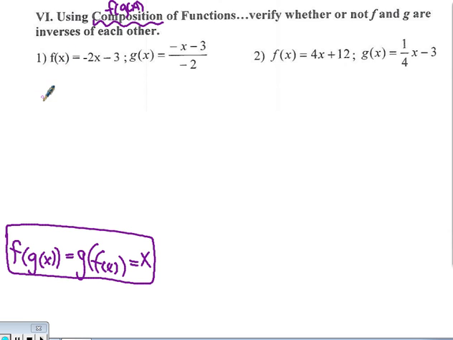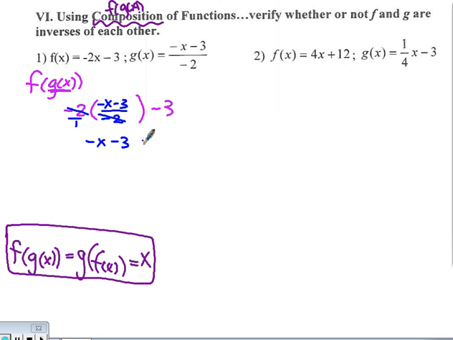f of g. So I'm going to start with f of g. So I'm going to plug my g function into my f function. So I take my f function, I write a big blank because I need to have space for all of this. So I'm going to plug my g into my f. Negative x minus 3 over negative 2. When I multiply these together, negative 2 in the numerator and negative 2 in the denominator simplify. And I end up with negative x minus 3 minus 3. This doesn't equal x. Minus 6, that is definitely not x. So I'm feeling like these are not inverses.